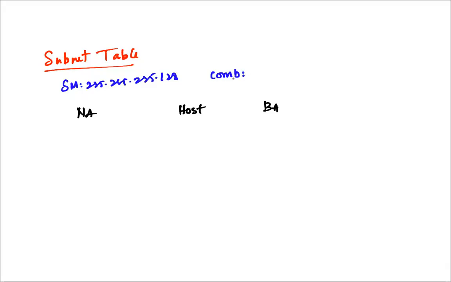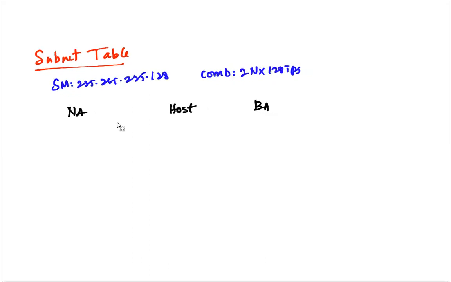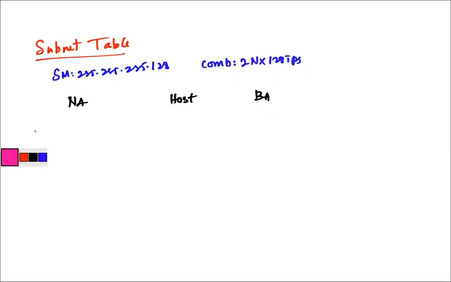The combination is going to be, I'll just put it like comb. It's not comb, it's combination: 2 networks into 128 IPs. Okay, good. So now here we have network number one, and we're going to have network number two. We're just going to write this now horizontally.